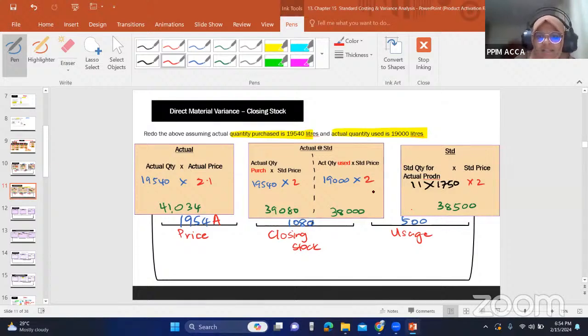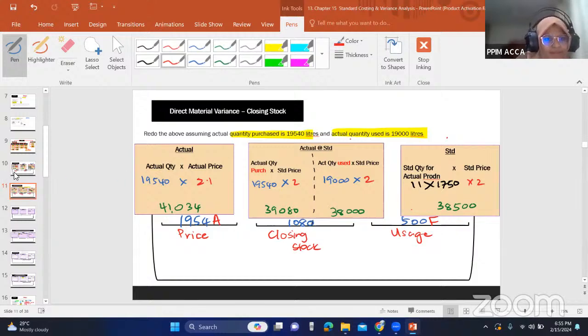Then let's look at the usage variance. The third box is the budget. The second box is the actuals. According to my budget, I could spend 38,500. Actually, I have spent less. I have spent 38,000. Meaning the budget allowed me to spend 38,500, but actually I have only spent 38,000. Spending less is always a good thing. So this 500 is a favorable variance. That's how you get the price and the usage variance.